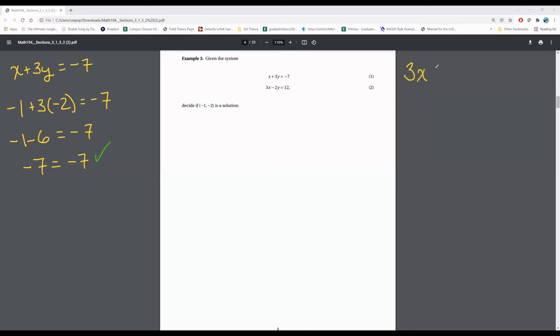Second equation says 3x minus 2y should be equal to 12. So I'll put in the negative 1 here for x, negative 2 for y. That is a negative 3. Negative negative becomes positive, and that's a plus 4. Negative 3 plus 4 is 1. And 1 does not equal 12. So in fact, this is a lie, and it does not check. So since it does not work in both equations, it is not a solution.